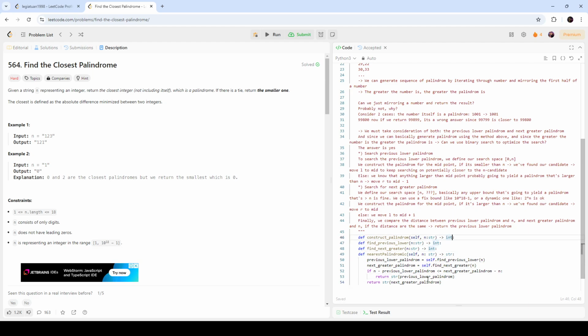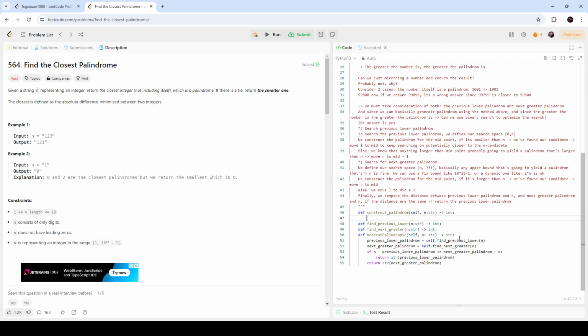Okay, so now we will write our construct palindrome method. How are we going to do that? As I've said, there are basically 3 possibilities. If the length of the number is smaller or equal to 1, we basically return itself. So if length n is like this, return int n.